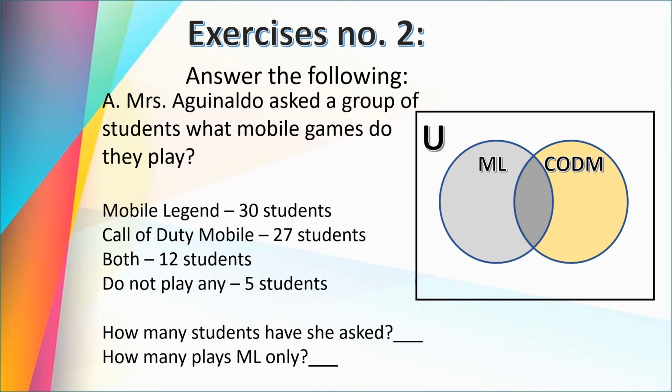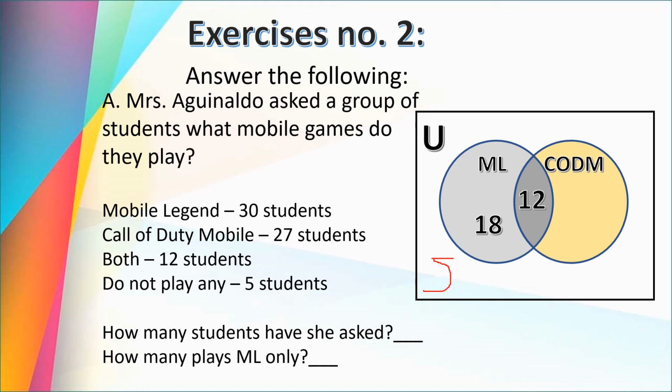So, based dito sa given problem natin, again, yung tip ko sa inyo, lagi tayong backward maglagay ng elements. So, since meron tayong do not play any 5 students here, hindi natin siya pwedeng ilagay sa loob ni set ni ML at ni set ni COD. So that's why ilalagay lang natin siya sa labas ng ating 2 given sets. Sa loob pa rin dapat ng universal set.